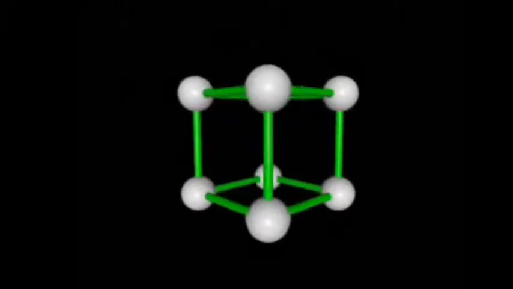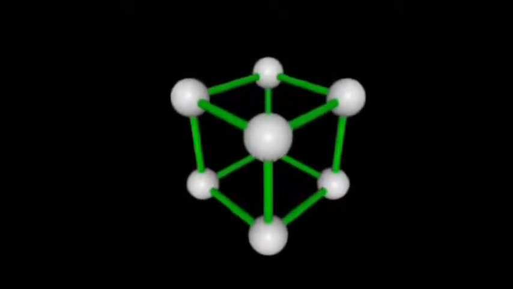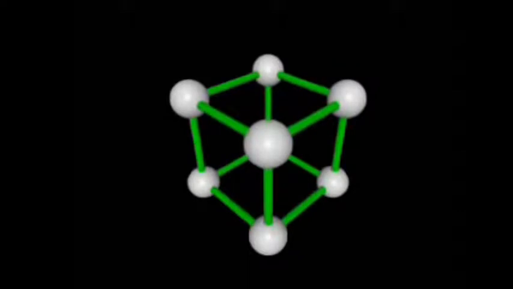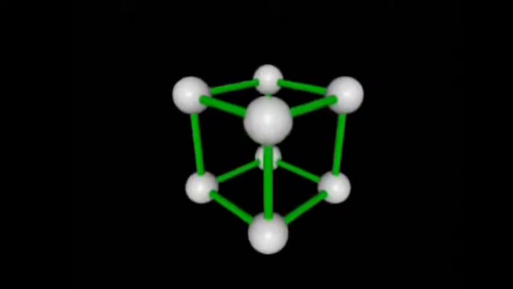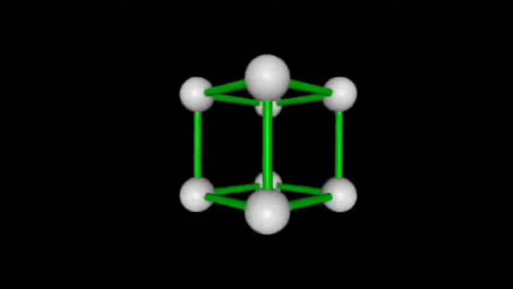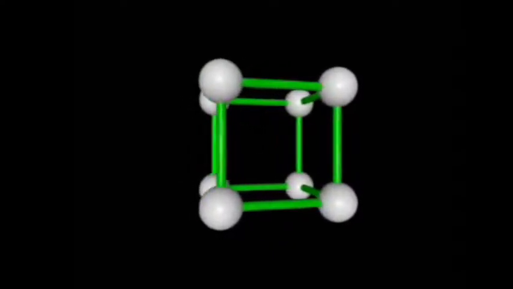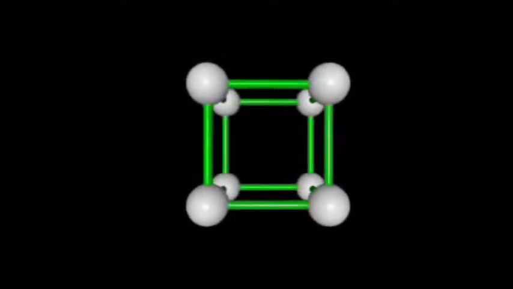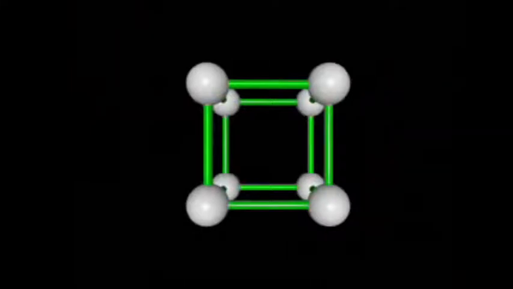and consists of 8 atoms at the 8 corners of a cube. In the ball and stick model shown here, the distances between the atoms are greatly exaggerated. In actuality, the atoms are packed much more closely together and touch somewhere in the structure.